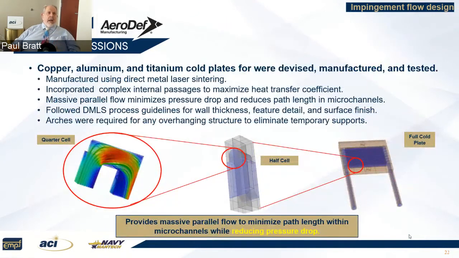From the left side, you see the design of a single unit cell, which is like a quarter of the design, then merged into a half cell in the middle, and then you put all those cells together in any fashion that you need, and you get the cold plate. The full cold plate is on the right. Every point where there's a connection between the manifold and a microchannel becomes a new position where impingement flow hits the hottest part of the cold plate. Next slide.